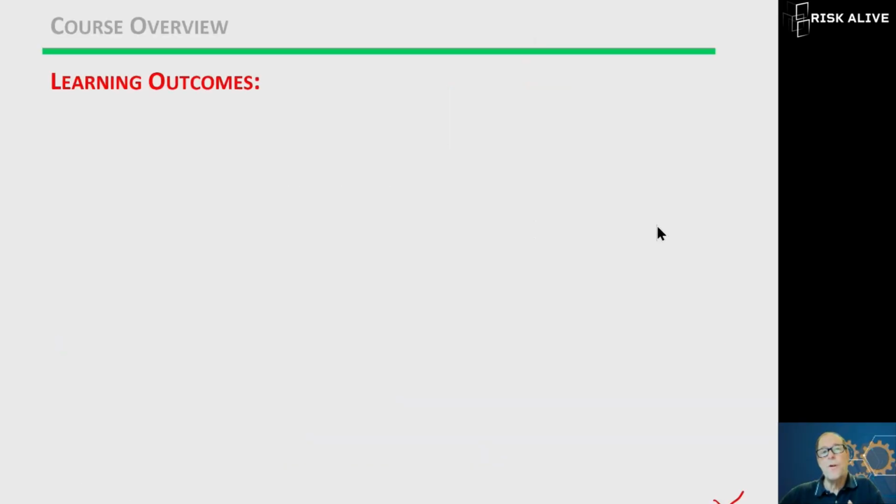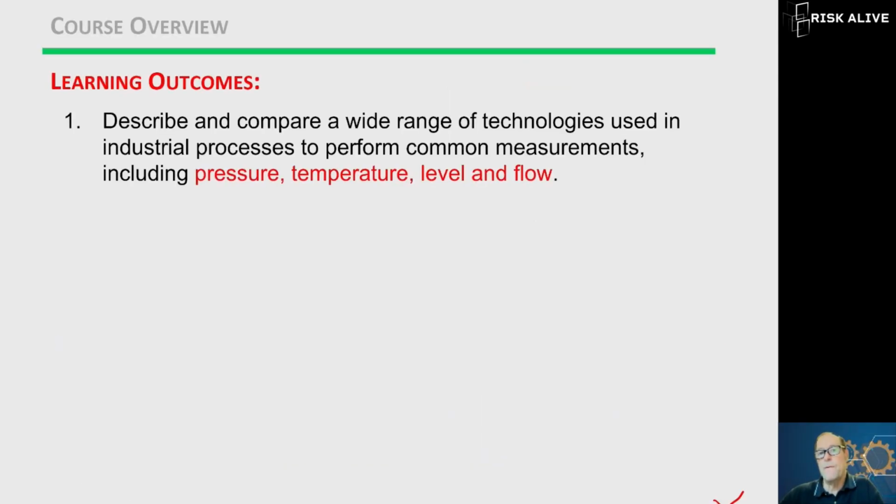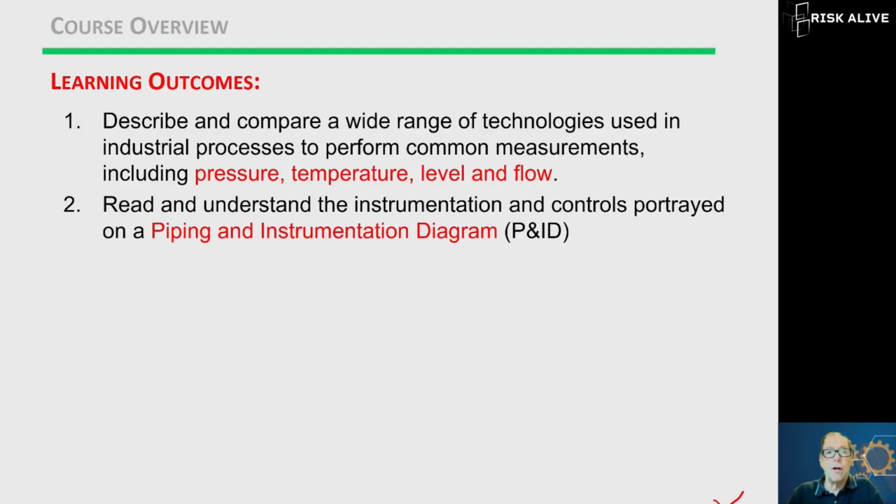Okay, what are some of the learning outcomes? Well, first of all, when you finish this course, you should be able to describe and compare a wide range of technologies that we use for measurement. So whether we're measuring pressure or temperature, level or flow, what's the difference between a vortex meter and an orifice meter and a mag meter and a Coriolis meter? You'll be able to understand that and know the pros and cons of them.